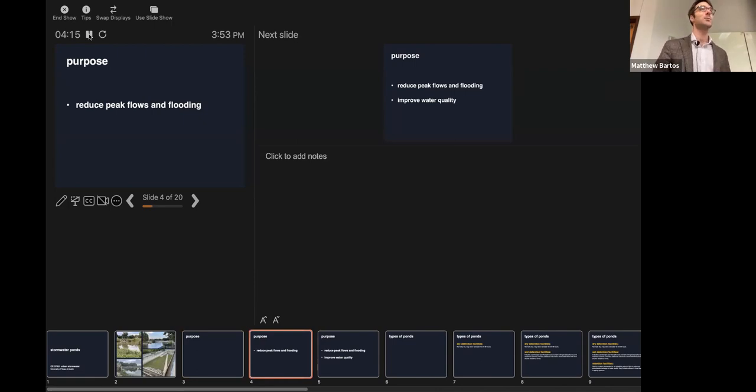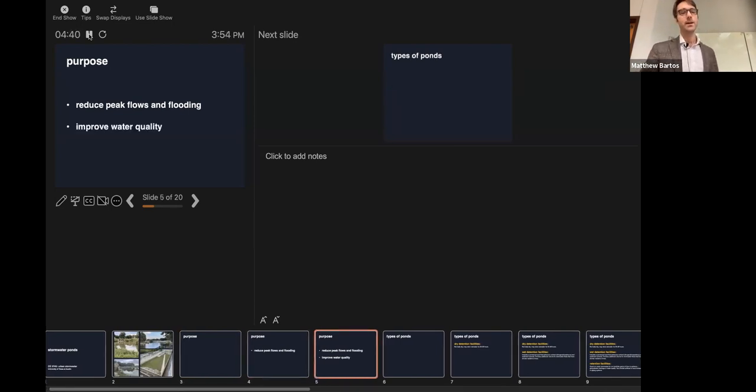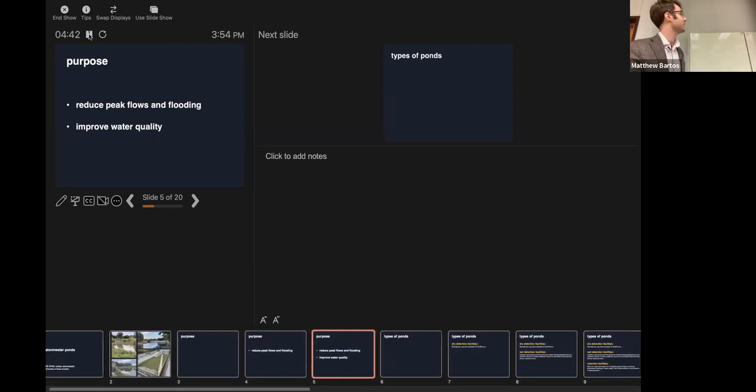So the purpose of stormwater basins is to reduce peak flows and flooding. Oh, there's one other reason why we might want to reduce peak flows. So we mentioned flooding. Is there another reason? Erosion. So we want to prevent erosion. Detention ponds are a first order tool for doing that. It's one of the best defenses against erosion. Okay, so they reduce peak flows and flooding, and they improve water quality either by limiting erosion or by actually facilitating treatment in the pond itself.